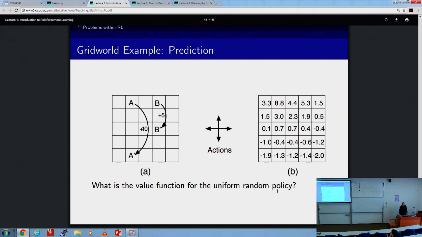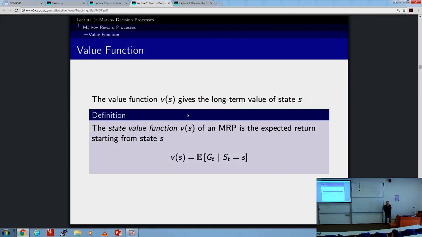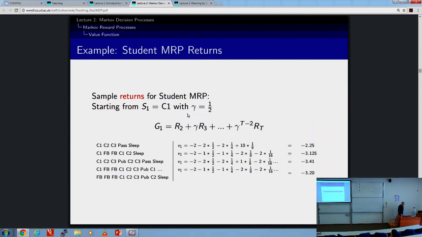Instead of saying there's a policy, let's say this guy is actually being pushed around by the wind in all 4 directions completely randomly, and that turns it into an MRP because we're not doing any decisions. So then I can ask things like, oh, what is the value of being in this state, or what is the value of being in that state? Defined like this. Any questions? Okay.